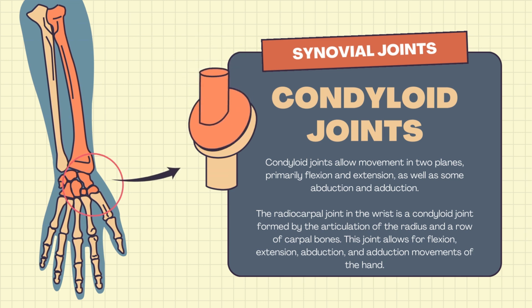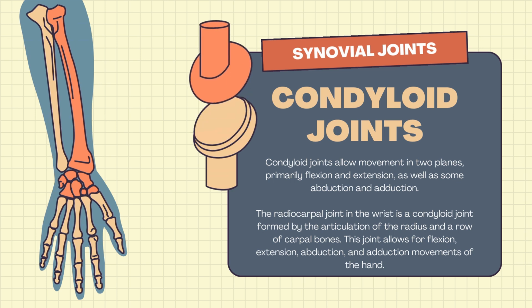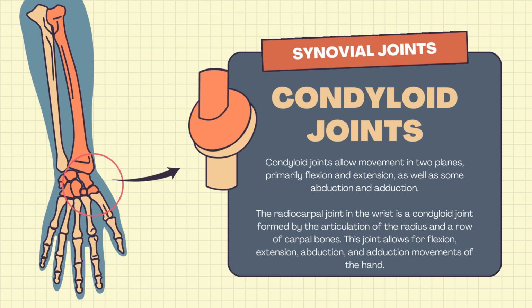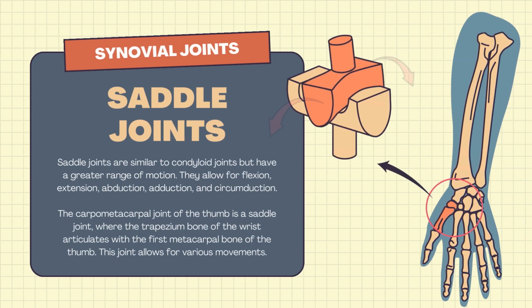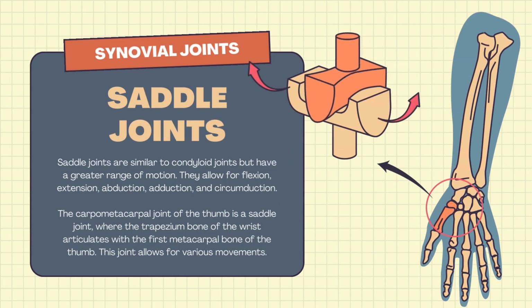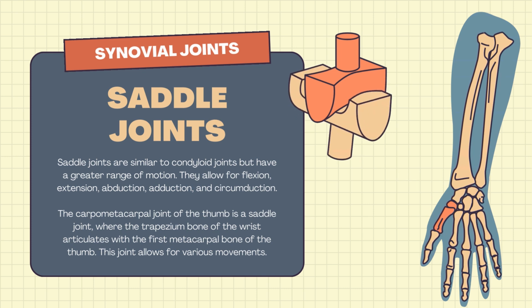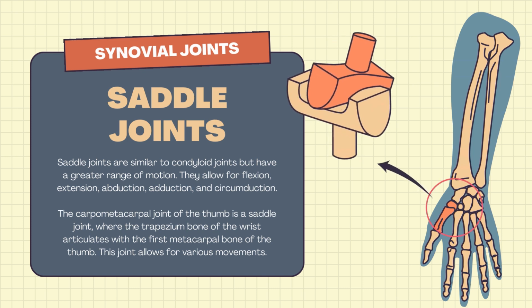The radiocarpal joint in the wrist is a condyloid joint formed by the articulation of the radius and a row of carpal bones. This joint allows for flexion, extension, abduction, and adduction movements of the hand. Saddle joints are similar to condyloid joints but have a greater range of motion. They allow for flexion, extension, abduction, adduction, and circumduction.